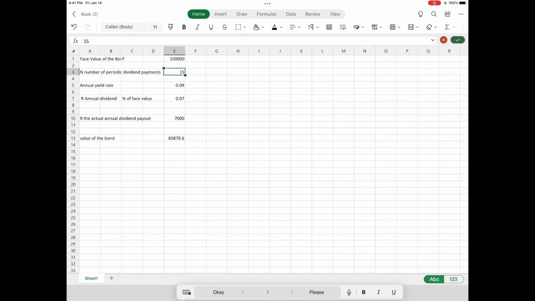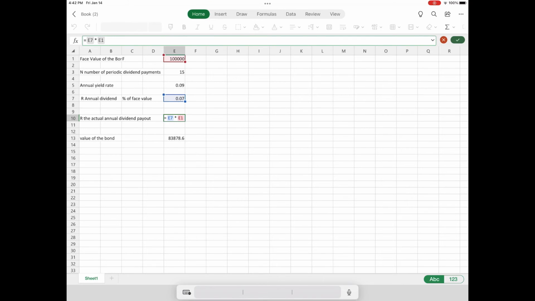Then I want to see the number of dividends that I am going to get. Imagine I am going to get 15 years of payment. So this means 15 payments I am going to receive, but the prevailing bank interest rate is 9%. So the prevailing bank interest is 9% means I actually want 9% on my worth. But the dividend they are paying is only 7%. So this is the dividend which the bond issuer is paying. So the bond issuer is paying only 7,000.